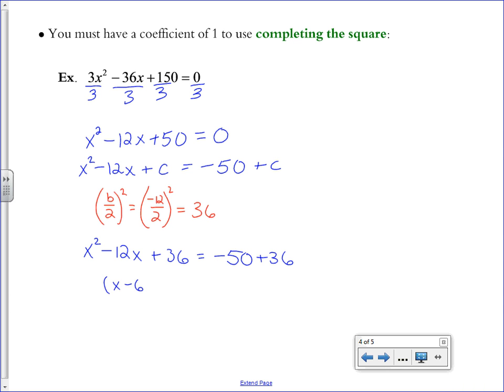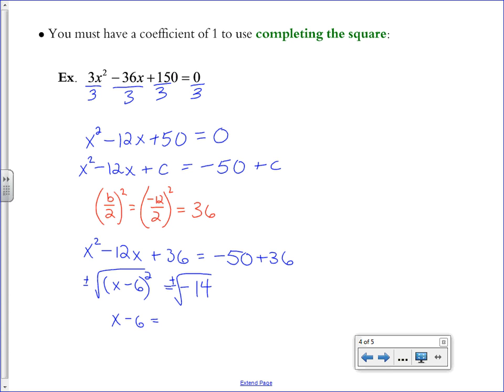Factoring this side gives us x minus 6 and x minus 6 again, so I can write it as x minus 6 to the second power. Negative 50 plus 36 is going to give us a negative 14. And now I can use square roots to solve. Take the positive or negative square root of both sides. This side ends up being x minus 6.